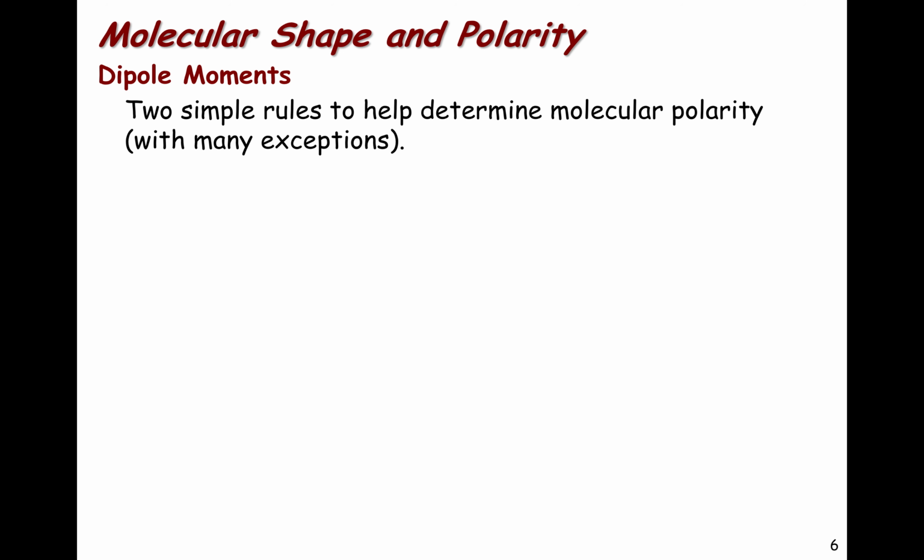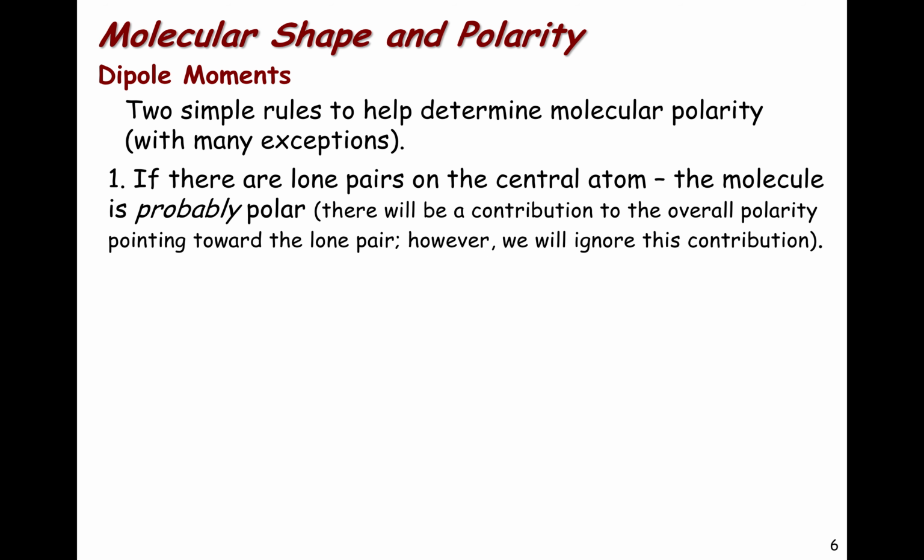To simplify this, we want to come up with a relatively easy way of predicting whether or not a molecule is going to have a dipole moment or not, recognizing there are potentially exceptions to this very simple rule. So, first of all, one of the rules that we can count on is that if the central atom contains a lone pair, then probably this molecule will be polar.